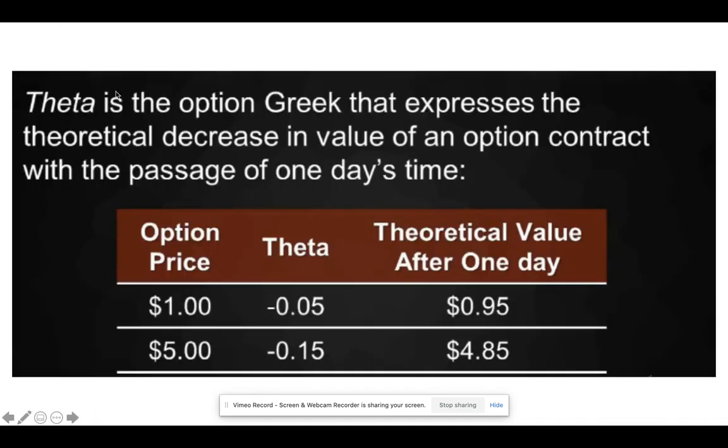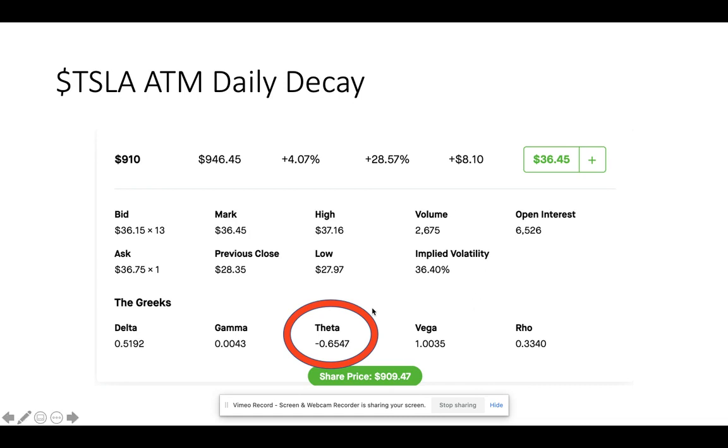And this is just showing what I just explained. Theta is the option Greek that expresses the theoretical decrease in value of an option contract with the passage of one day's time. So this is showing the same thing. We have 5 cent theta in one day's time. After a day, the contract is going to be worth 95, if we hold the stock price and volatility equal. And this is just another example, Tesla. It's a $909 stock, and look at the size of the theta. It makes sense that theta is bigger, because there's going to be more decay for a more expensive option. And this is also at the money.